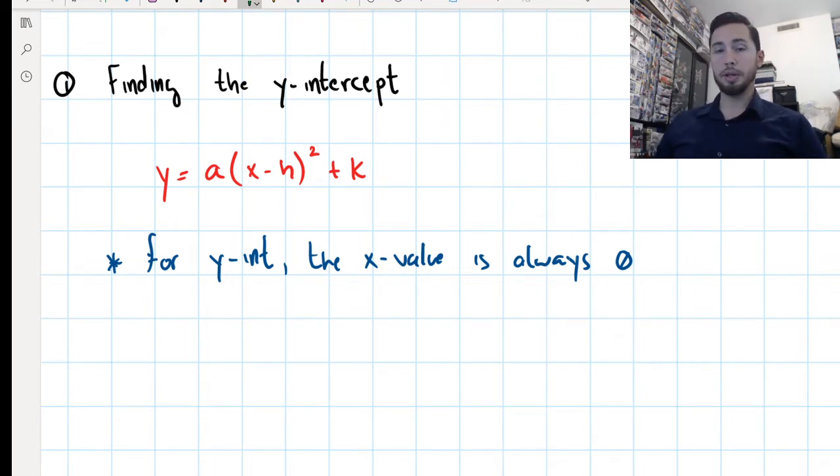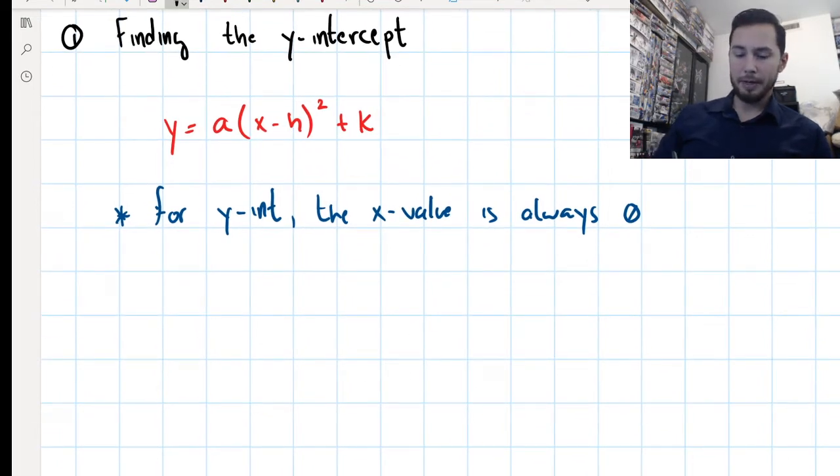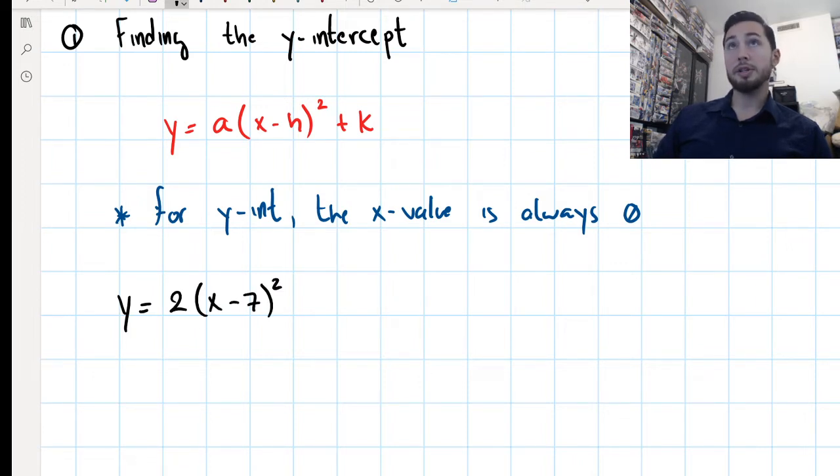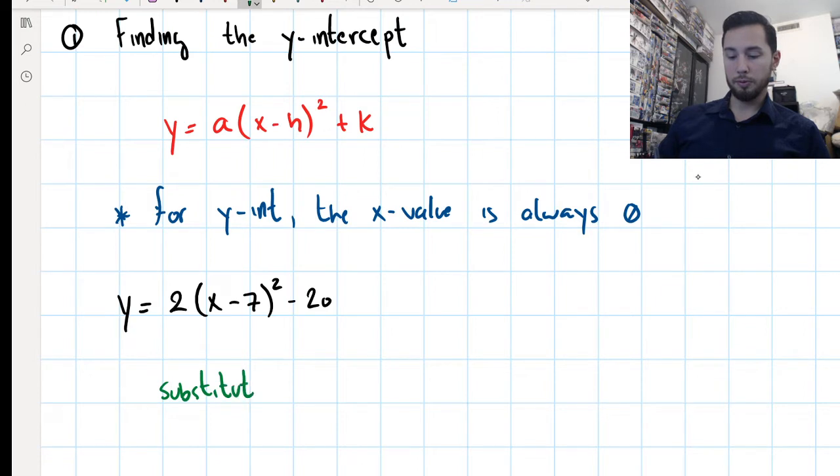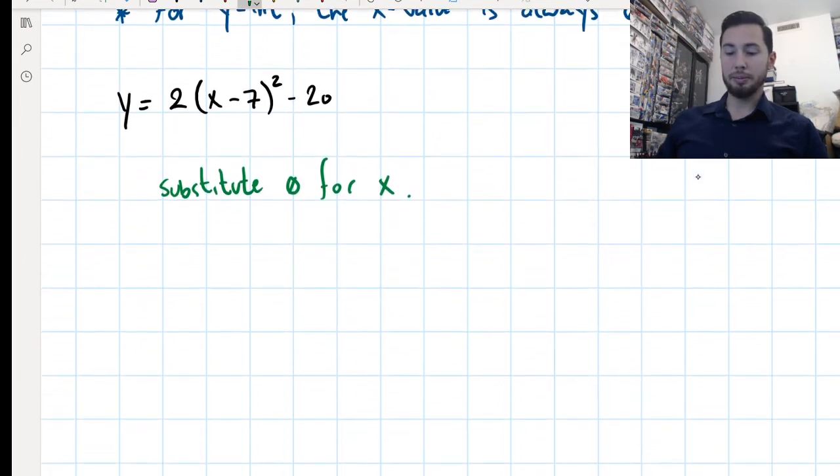And again, this is PEMDAS, it's just going to be order of operations. So let's say I get an equation that says y equals 2(x minus 7) squared minus 20. So I have something in vertex form, and because it is not standard, I can't just grab this 20 at the end and say that's the y-intercept and I'm done with it. So I need to solve. Again, the only thing I'm going to do is substitute 0 for my x value. So whenever I see an x, I'm going to write a 0.